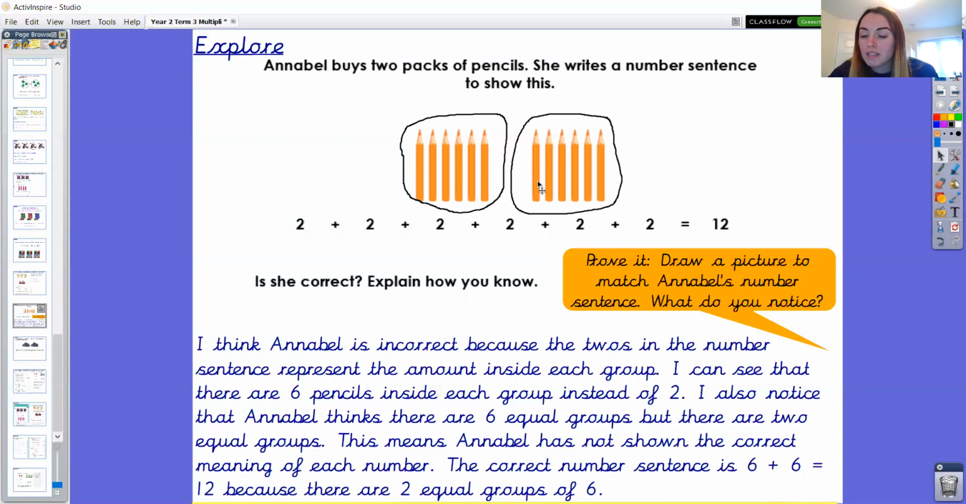The correct number sentence is 6 add 6 equals 12, because there are 2 equal groups of 6. So we would be adding 6 together because that is the amount inside each equal group.